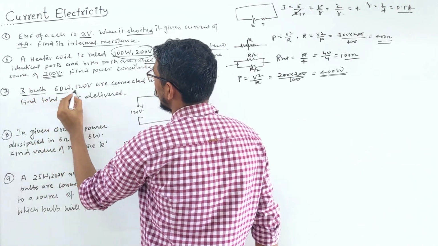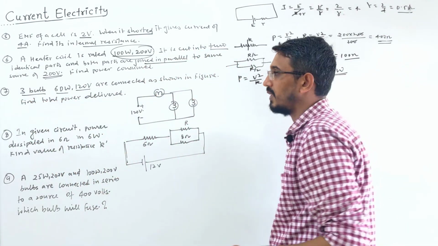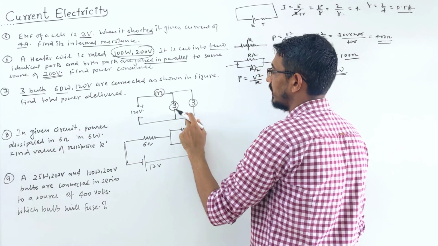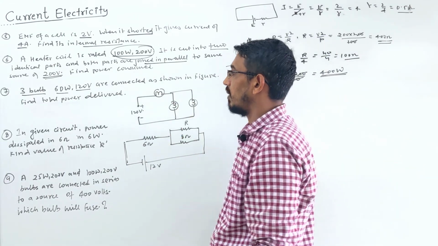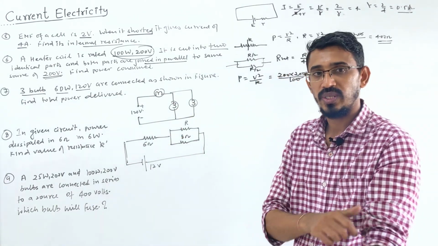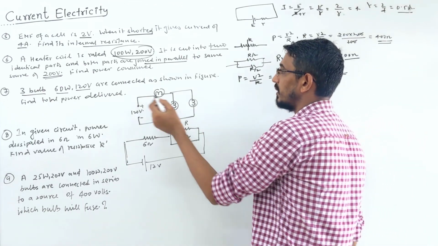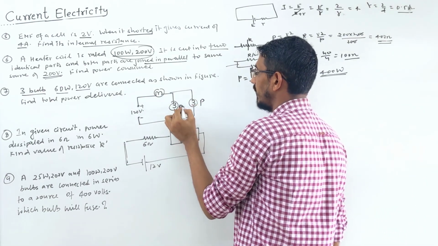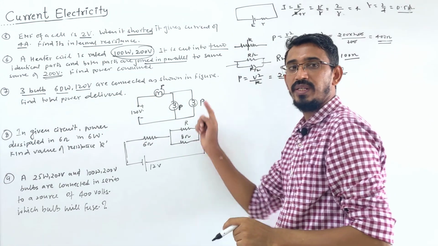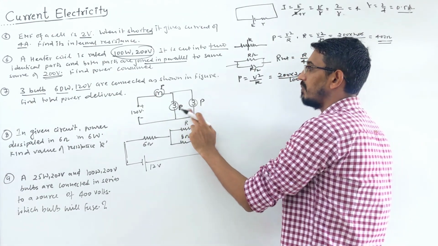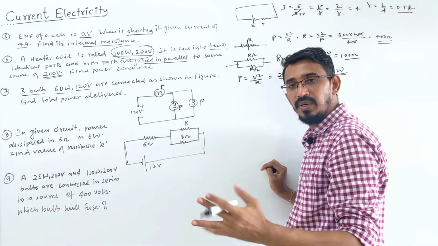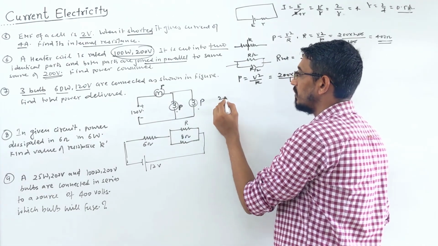3 bulbs, 60 watt, 120 volt capacity, ratings given, are connected as shown in the figure like this way. Find the total power delivered. You can use a shortcut also, I told you. Look here, all are given the same power, P, P and P. Correct. Find the net power. These two are in what? Parallel. Parallel means power is added. P plus P becomes 2P.